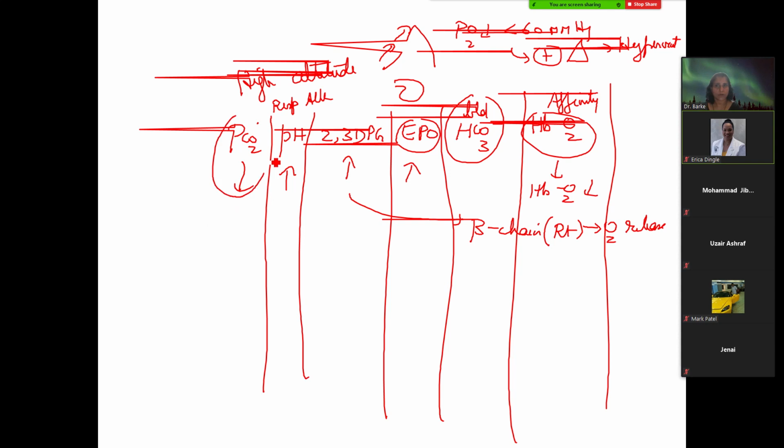Bicarbonate levels. So that is based on compensation. So here what happened to CO2? Decreased. So how should the kidney compensate? What should happen to bicarbonate levels? Excretion. So bicarbonate levels will decrease. Henderson equation. CO2 has decreased. So how will the kidney compensate? By decreasing bicarbonate.